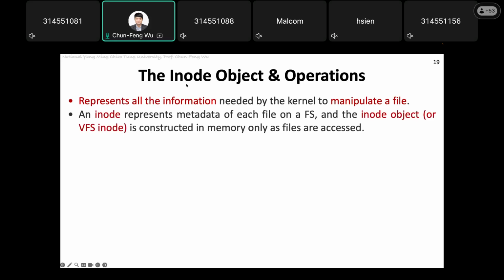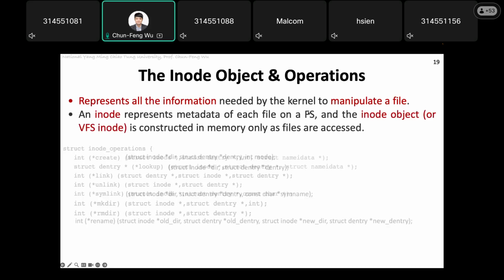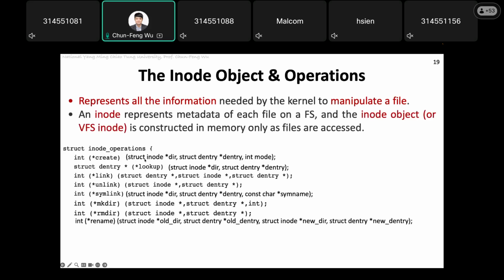So an inode represents metadata of each file on a file system. Okay, so inode operations look like this. I skipped the inode object part. If you are interested, you can check the inode object in the Linux textbook, but we don't have too much time, so I just directly skip the inode object description. I think looking at inode operations, you can imagine what the inode object looks like.